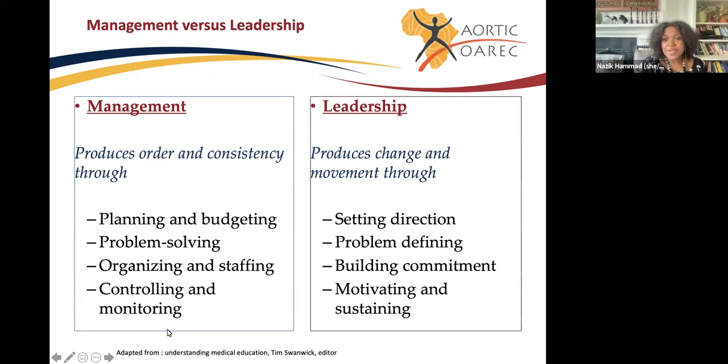By the time you're in your oncology training or you're a junior faculty, you've already done a lot of management. So here we will discuss the difference between management and leadership. As a manager, you produce order and consistency through planning and budgeting, problem solving, organizing and staffing, and controlling and monitoring. As a leader, you take it to the next level, because you produce change and movement. You set directions. It's not just solving the problem, but defining the problem. You build commitment, and most importantly, you motivate others, and you sustain others and the programs that you are leading.